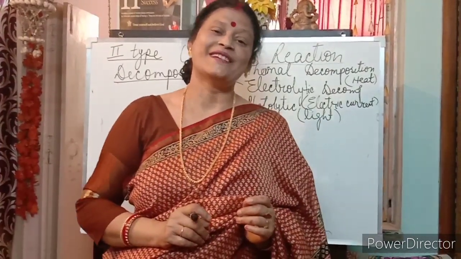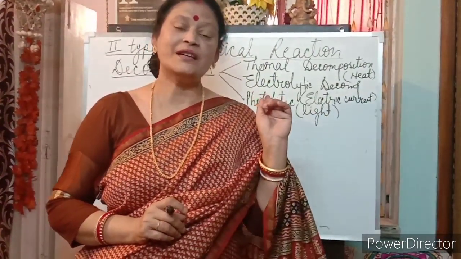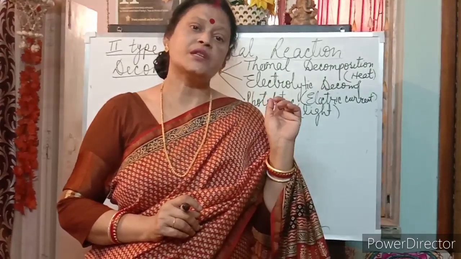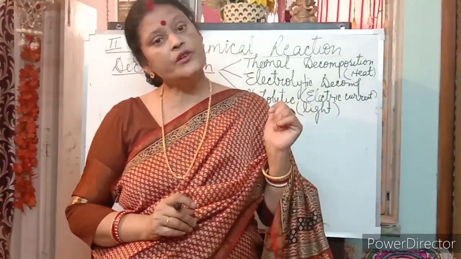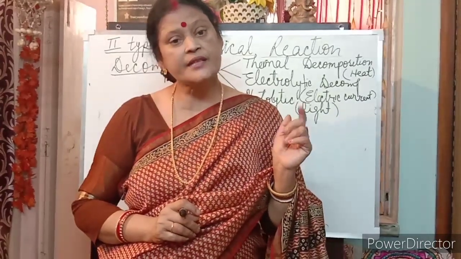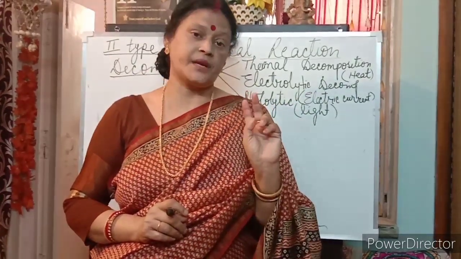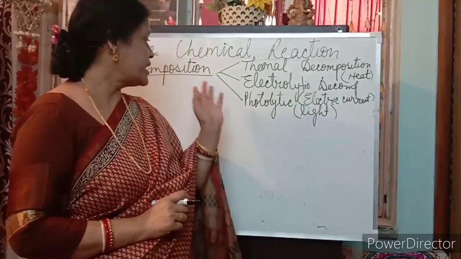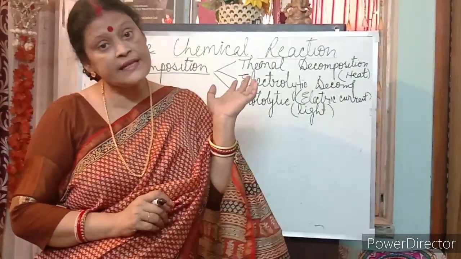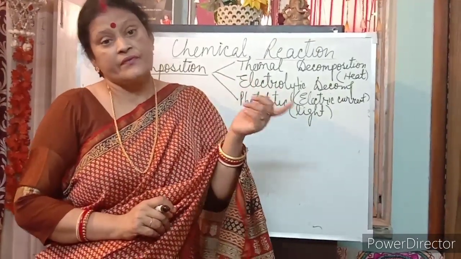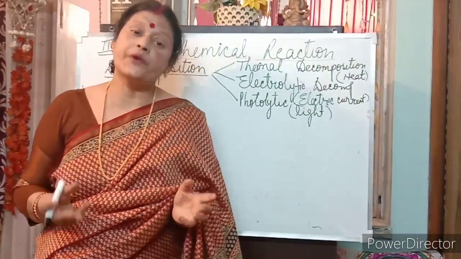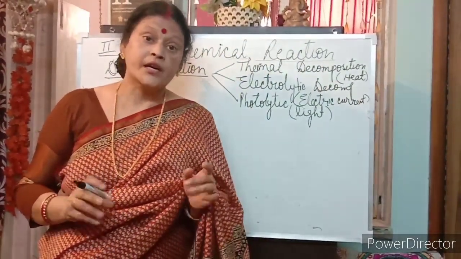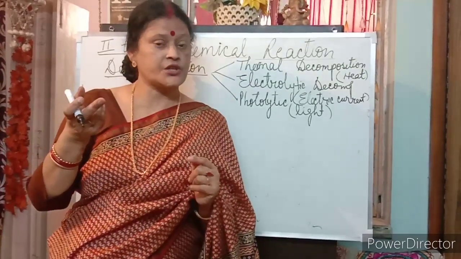Students, today I am again going to continue with the previous lecture in which I explained combination reaction. Now today we are going to start with decomposition reaction, which is the second type of chemical reaction. What is the meaning of decomposition? As I already said, the name itself has its own meaning. Decomposition means to break down. Here this is opposite to that of combination.